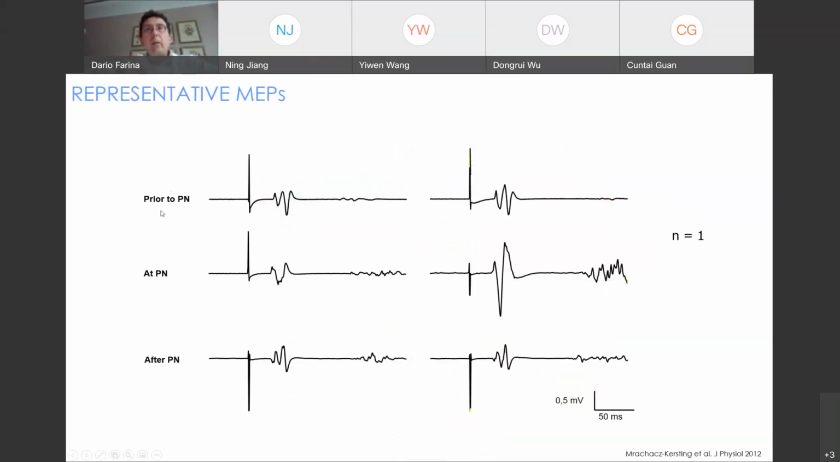And this is in the case where the stimulation is before the peak negativity. This is the case in which the stimulation is at the peak negativity. And this is the case when the stimulation is after the peak negativity. And now in this single case, I will show you the statistics in a moment. You can see that we have a clear increase in cortical excitability, as evidenced by the motor evoked potential, only in one of these sessions, which is when we stimulated the peak negativity.